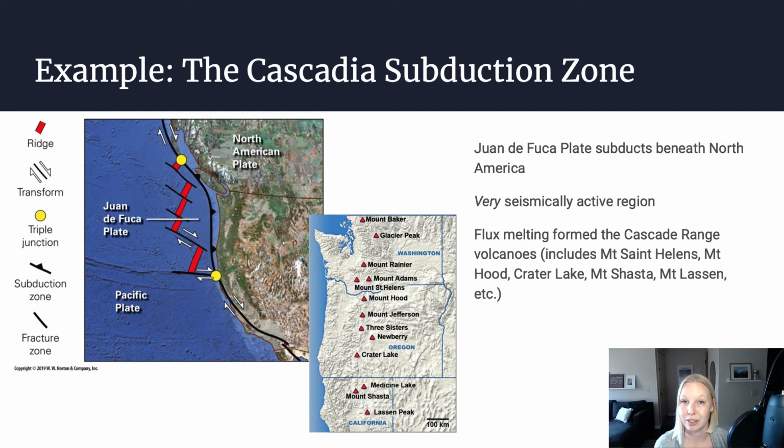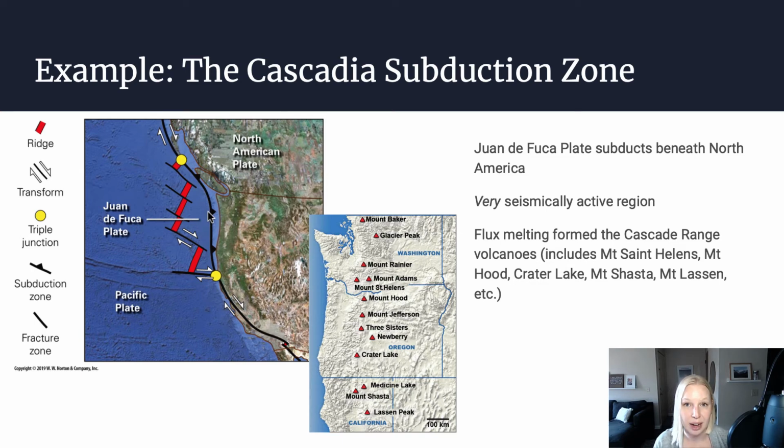Another great example of convergence here on Earth is actually pretty much in our backyard. The Cascadia subduction zone is located in the Pacific Northwest, where the Juan de Fuca plate, that microplate I talked about, is subducting underneath the North American plate. This has a lot of implications for what it's like to live in the Pacific Northwest. It means that folks who live there experience many earthquakes, and they have the potential to experience quite violent earthquakes. So it's very seismically active.